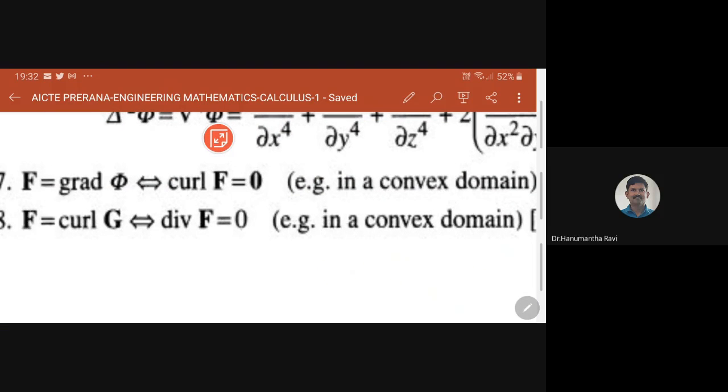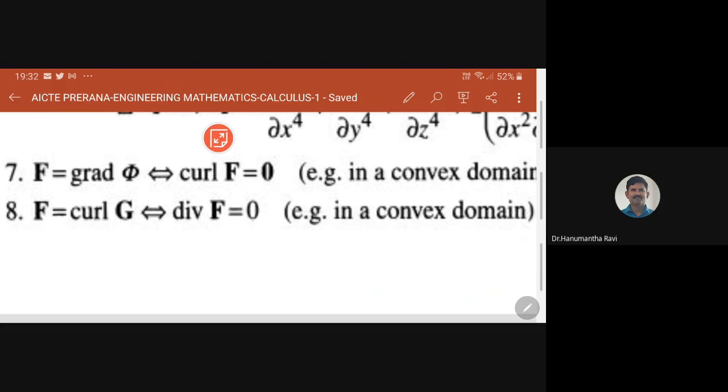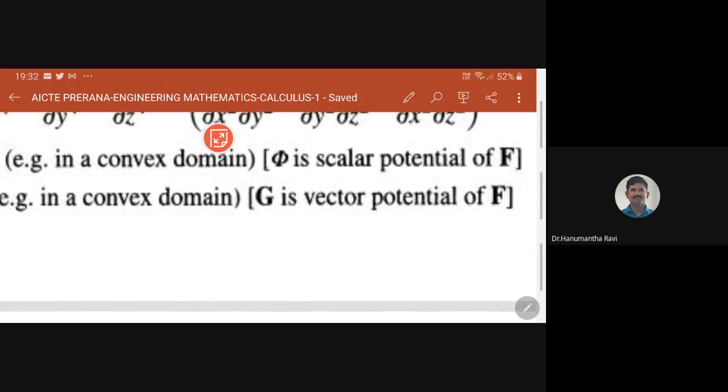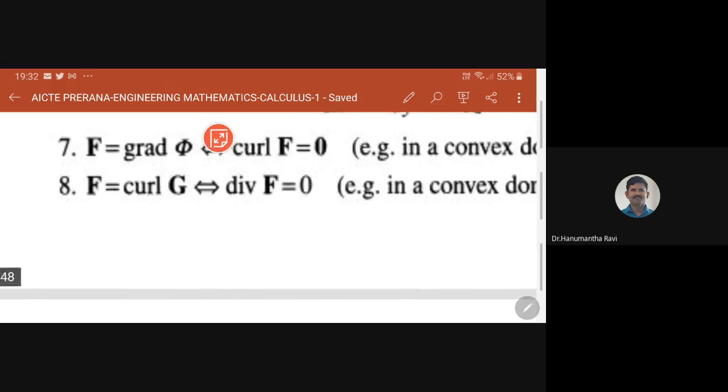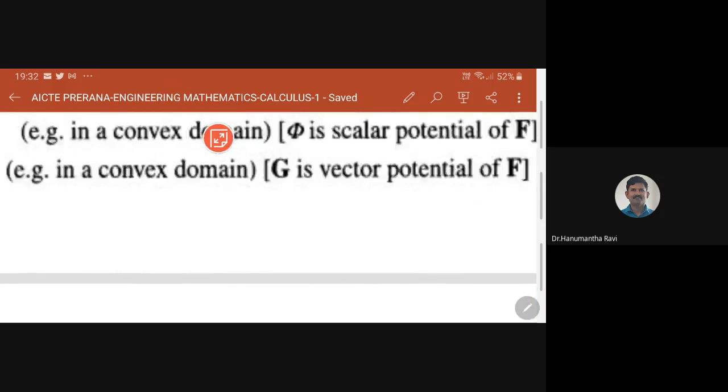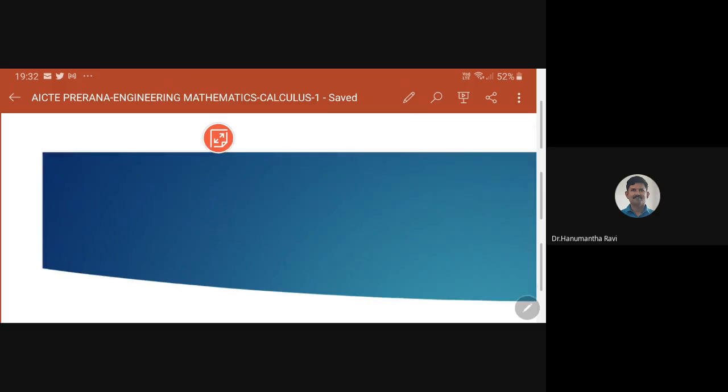In addition to these two things, we require: grad phi is equivalent to curl F bar is equal to 0, and F bar is equal to curl G bar means div F bar is 0. These two things, 7 and 8, are important. Phi is the scalar potential, that is what I told you. F bar is a conservative vector field, and that's all. That is very important.